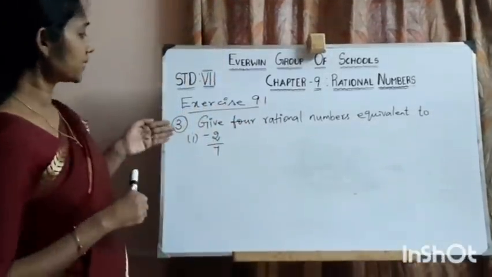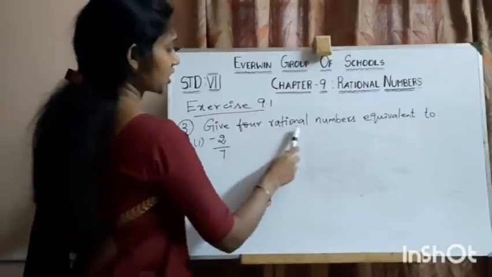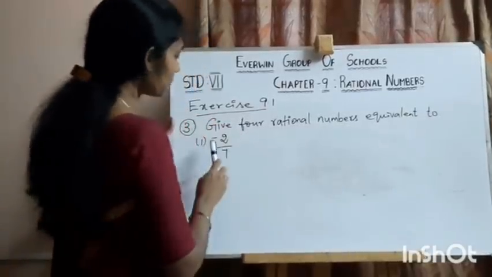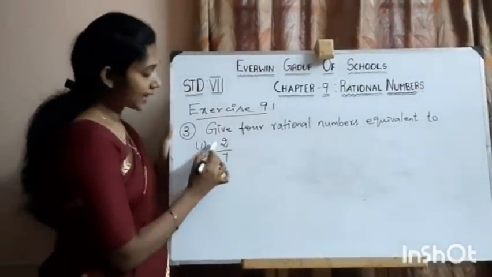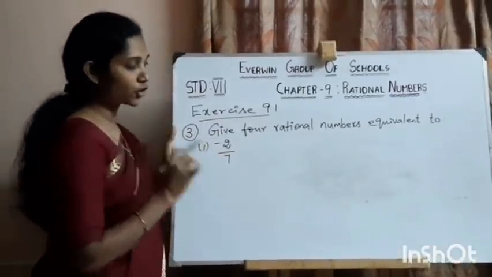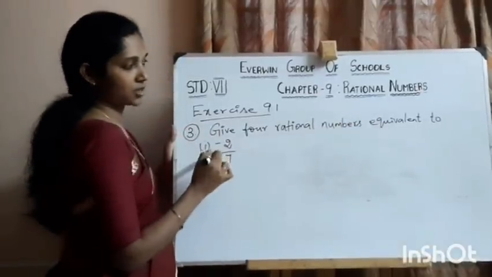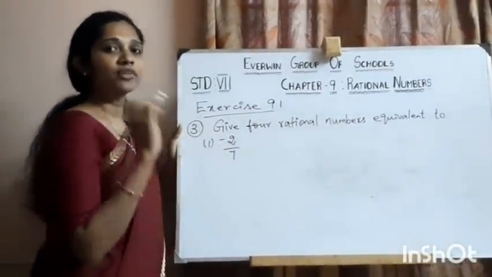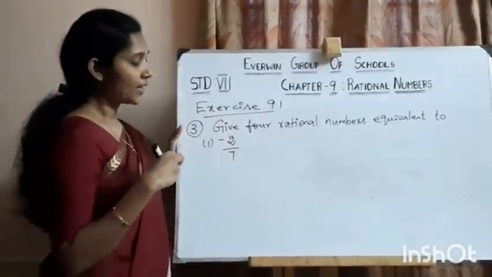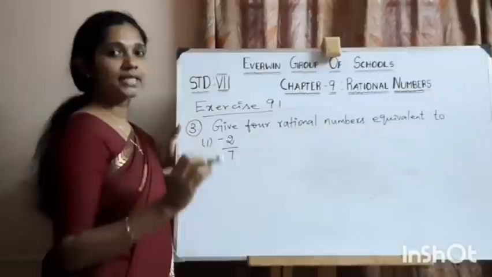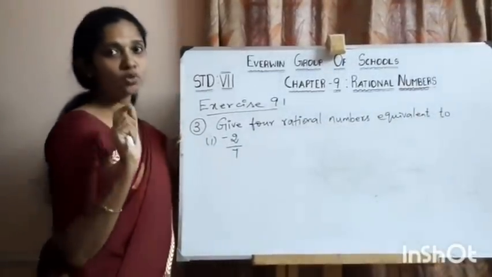Next is sum number 3 in exercise 9.1. Give 4 rational numbers equivalent to minus 2 by 7. They have given a rational number minus 2 by 7 and we have to give 4 rational numbers that are equivalent to this rational number. What do you mean by equivalent? We have to multiply the numerator and the denominator with any non-zero same integer. Okay, that particular number should not be equal to 0.